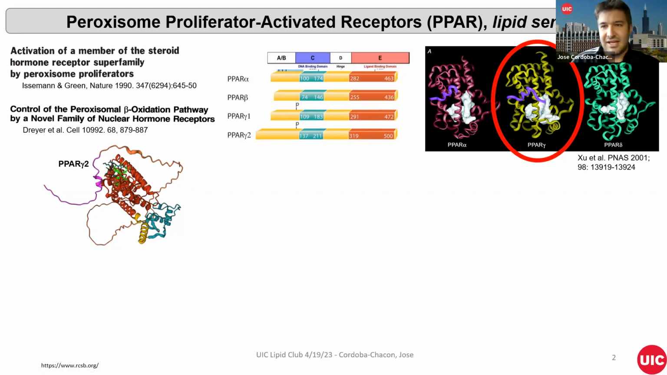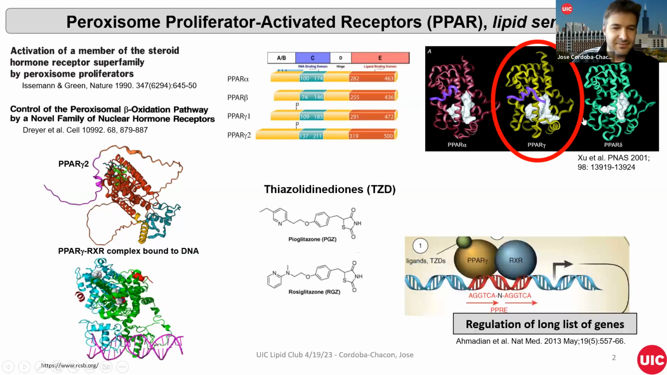We didn't know the natural endogenous ligands, but the characterization of the ligand binding domain, as shown here, shows that they have hydrophobic pockets, and different types of fatty acids may bind them. When they are activated, they heterodimerize with the retinoic X receptor, and they bind specific sequences in the DNA, the PPAR response element, and they regulate a lot of genes.